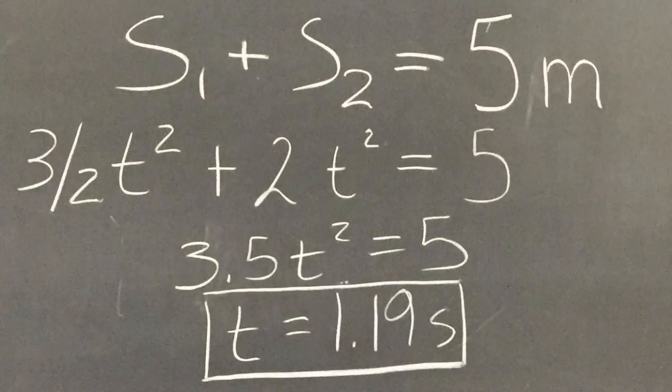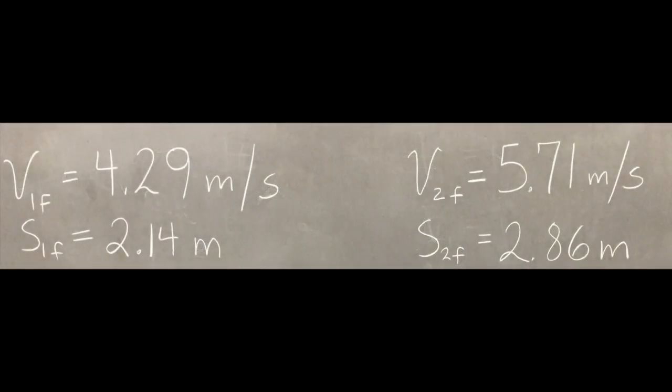In order to determine the final velocity and position of Rob and Ma, we used the same calculations we did for our football analysis, and found time of collision to be 1.19 seconds, the final velocity of Rob to be 4.29 meters per second at a distance of 2.14 meters, and the final velocity of Ma to be 5.17 meters per second at a distance of 2.86 meters.